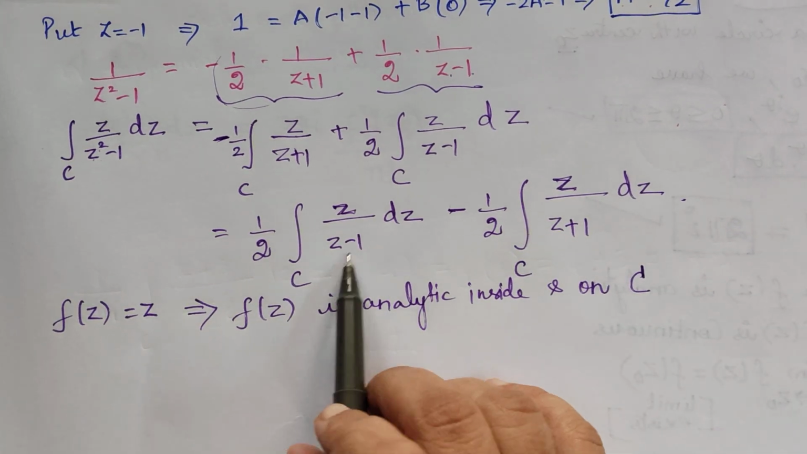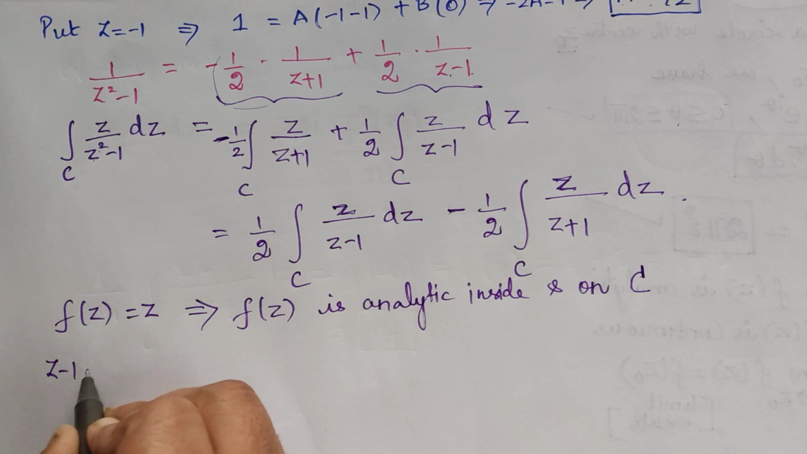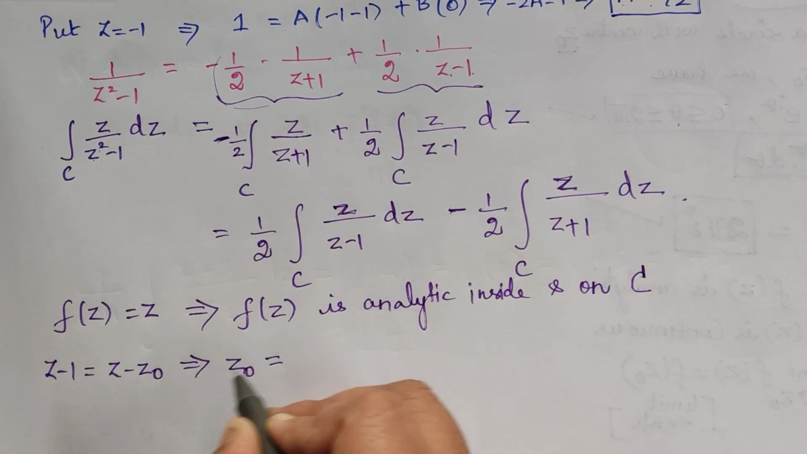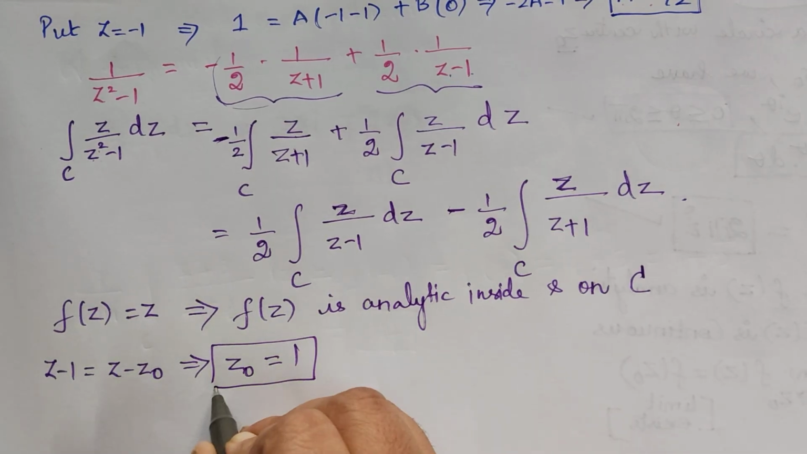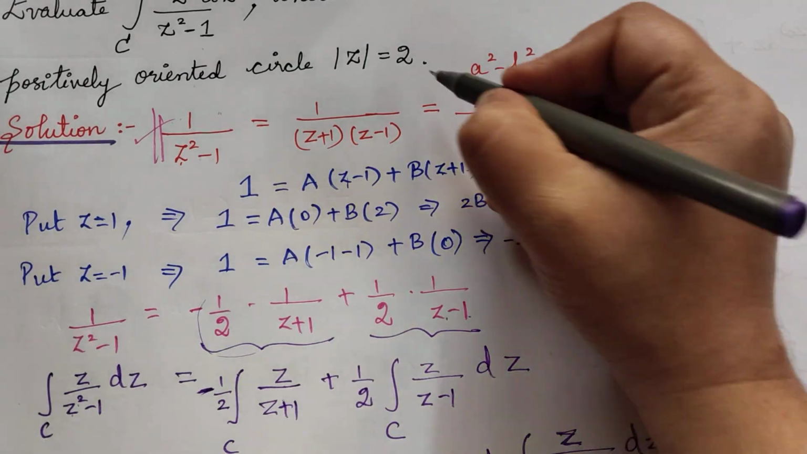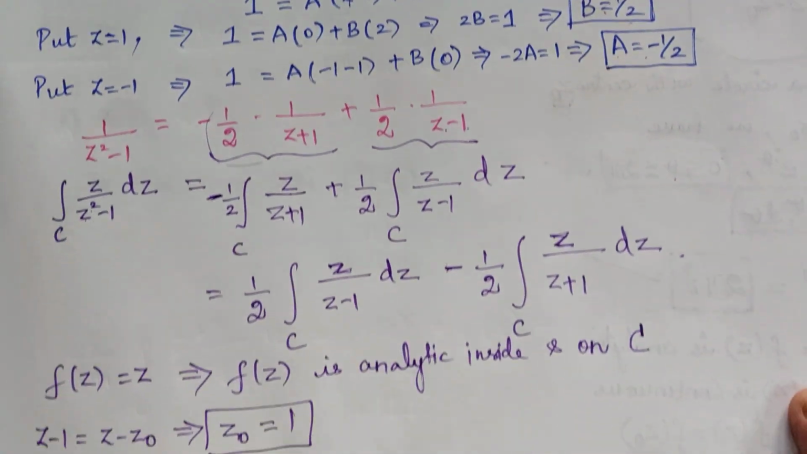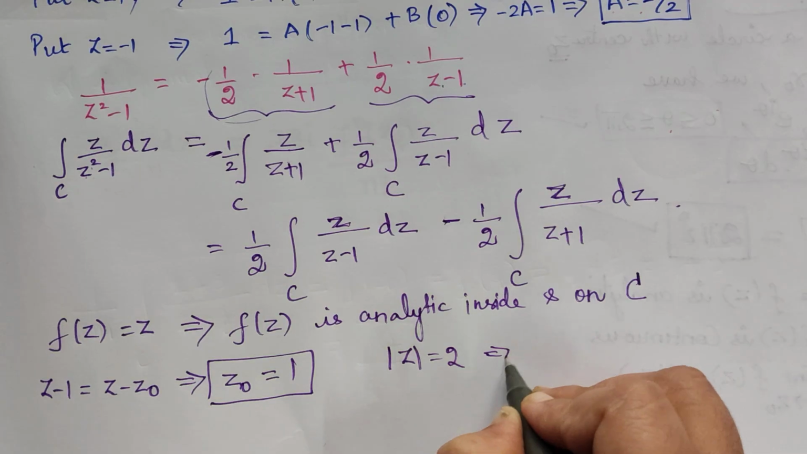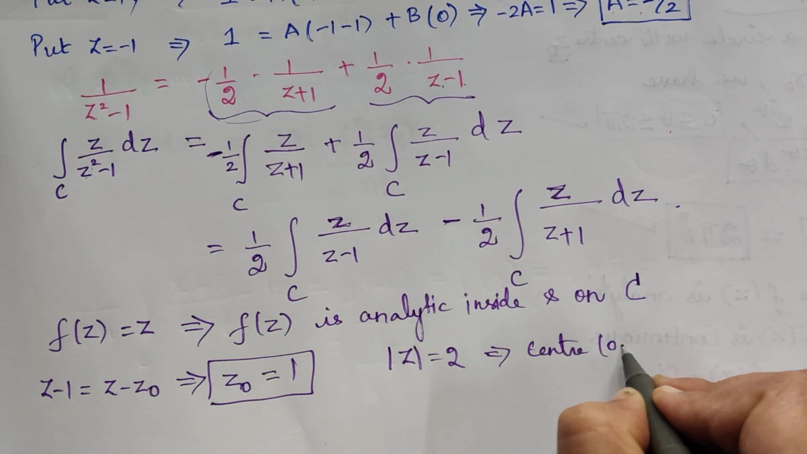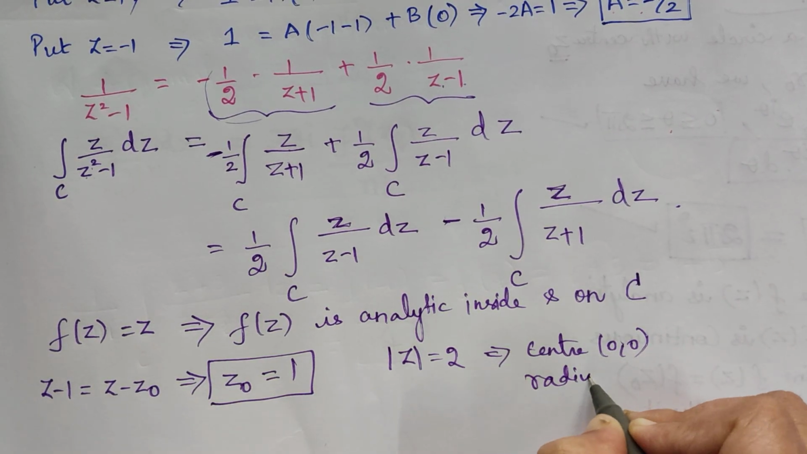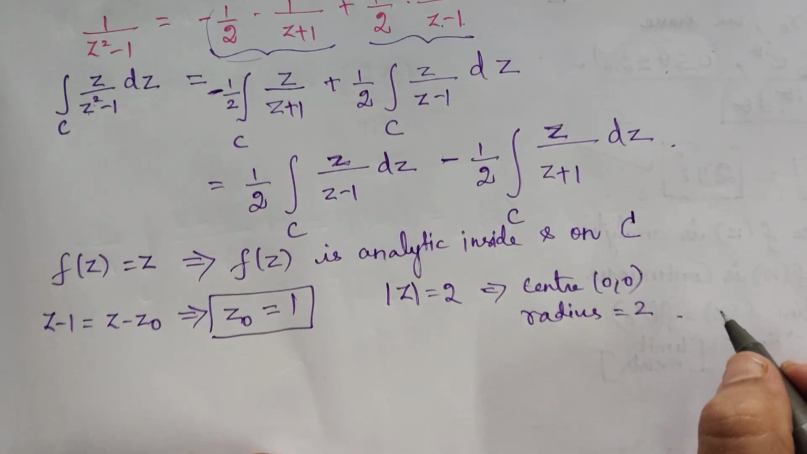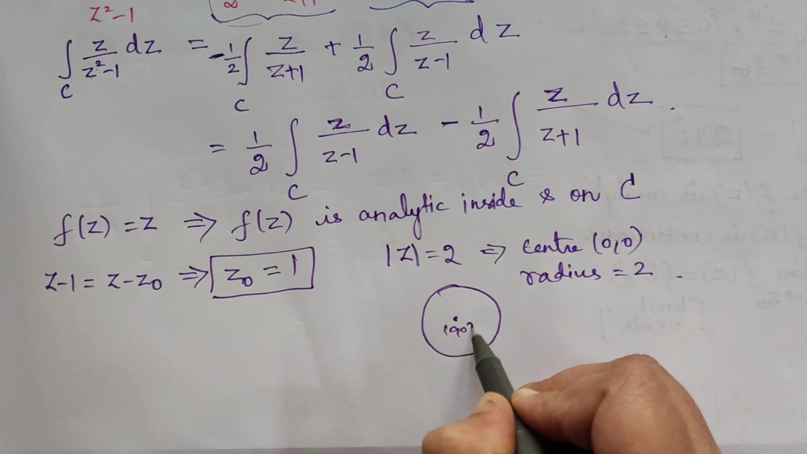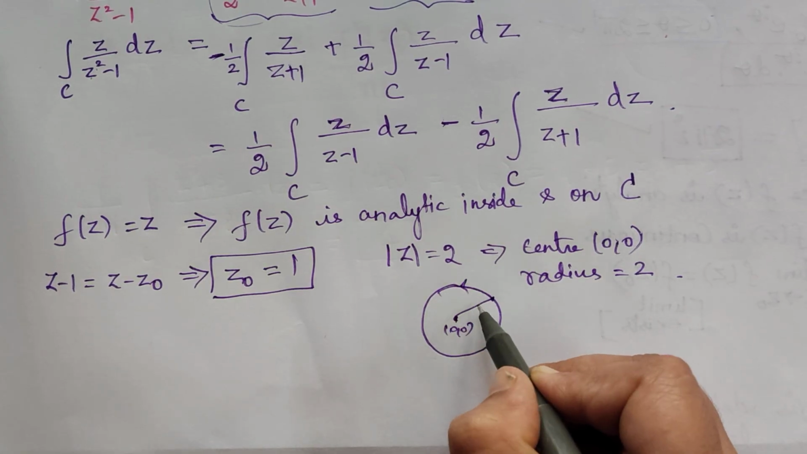Now if you consider the first integral, we have z minus 1 equal to z minus z naught. So from this we know that z naught is equal to 1. We know that the given circle is modulus of z equal to 2, which means the center is at the origin 0 comma 0 and the radius of the circle is 2.